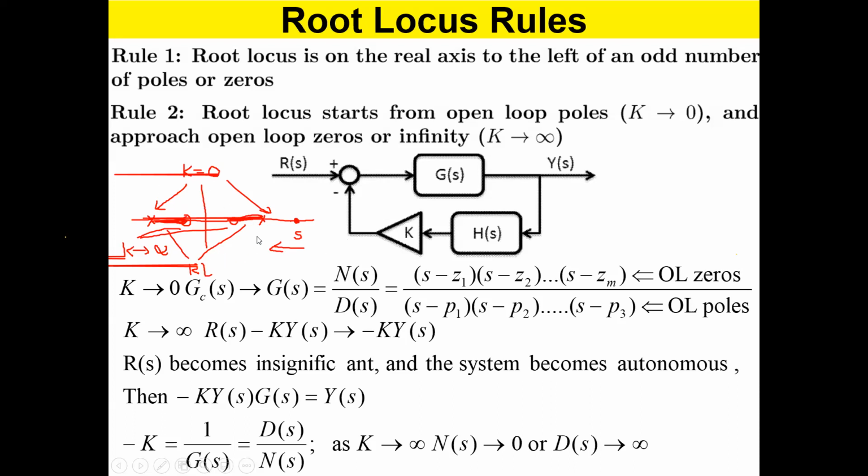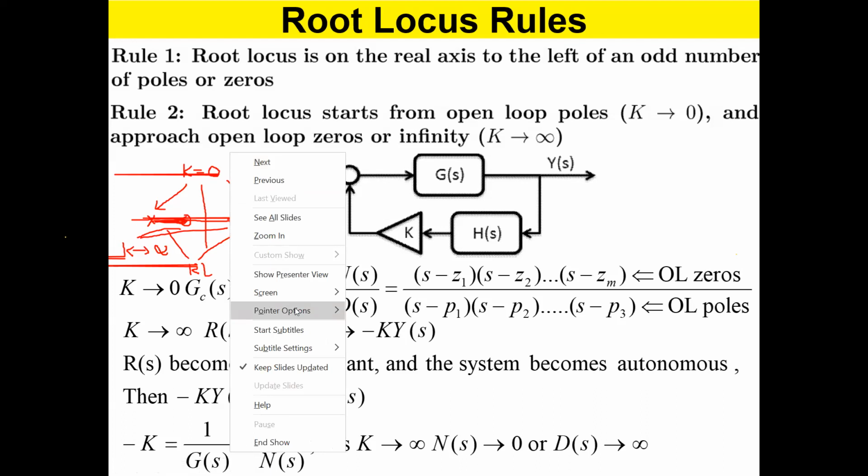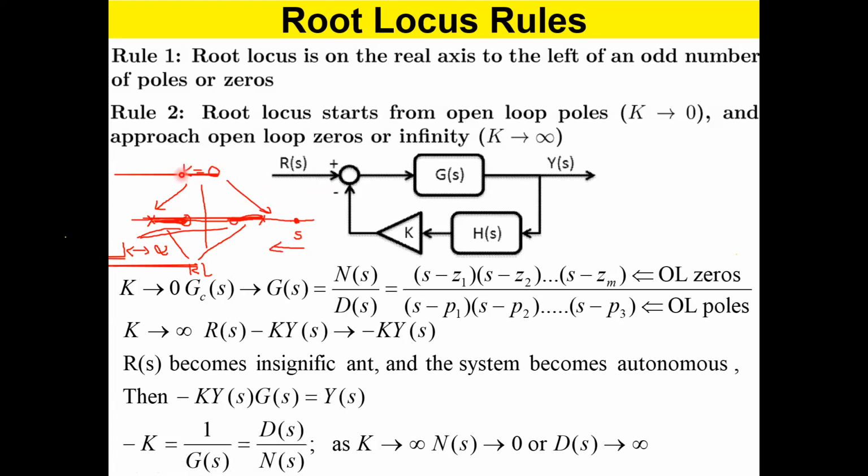Now this is just an intuitive diagram, right? You have 2 poles and 2 zeros. These 2 poles are the starting points of the root locus, and these 2 zeros are the end points of the root locus. Start point is when k equals 0. When k equals 0, this is the start. This is k goes to infinity. This is the end point.